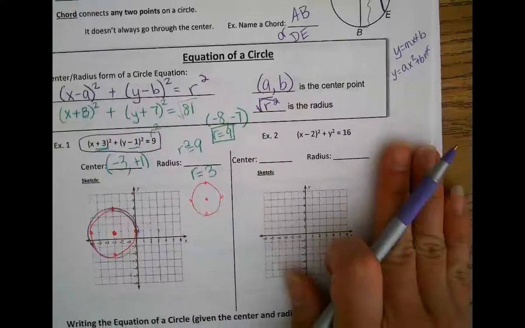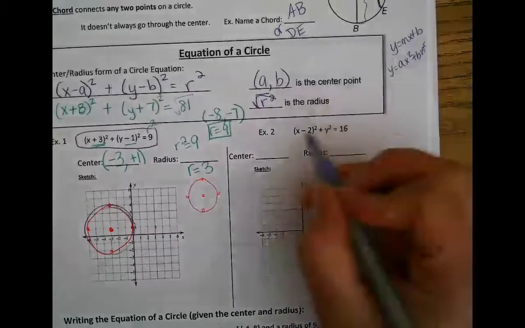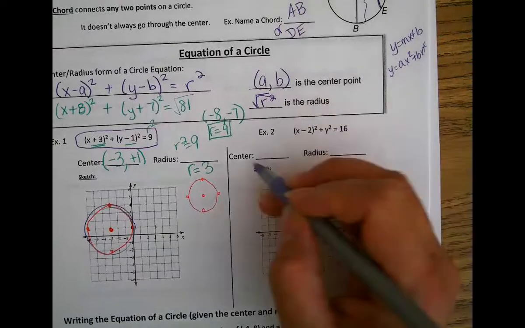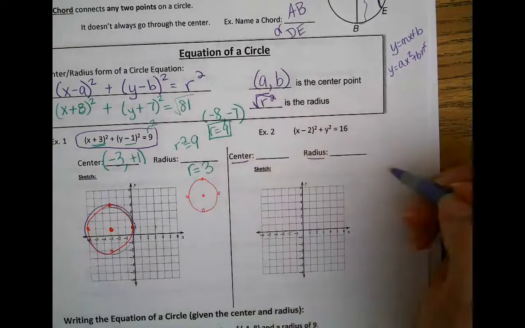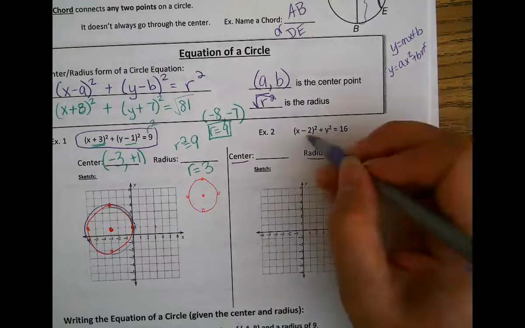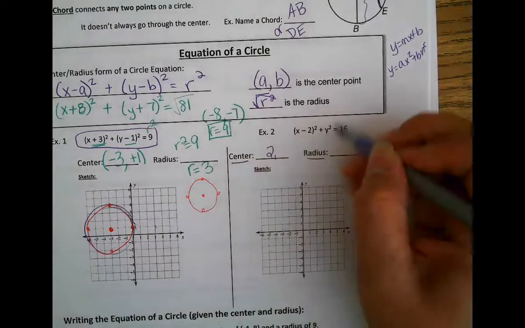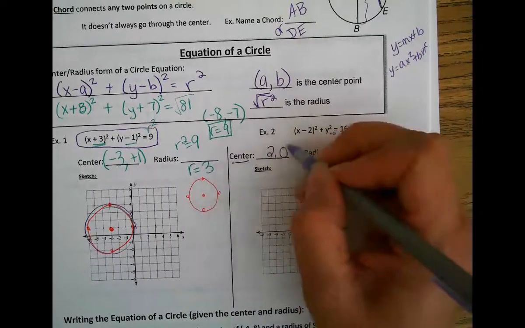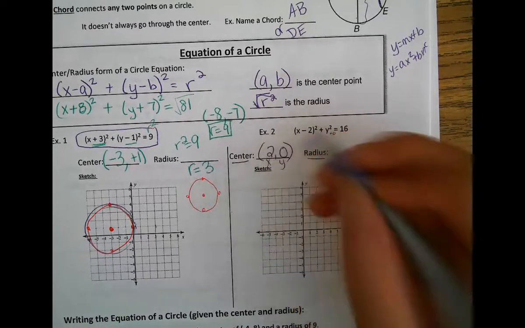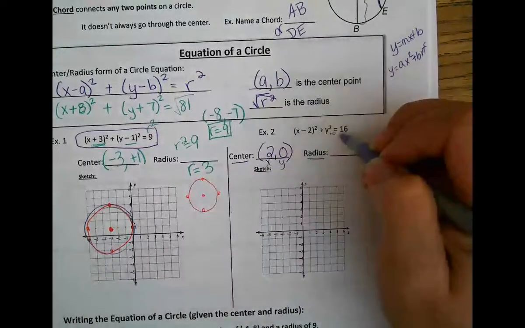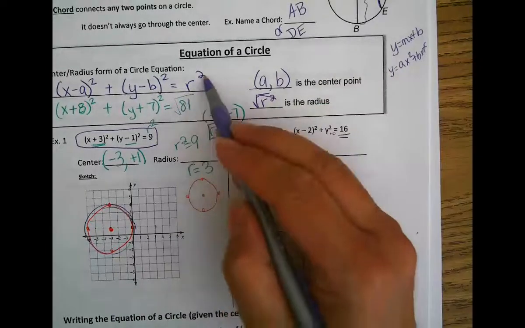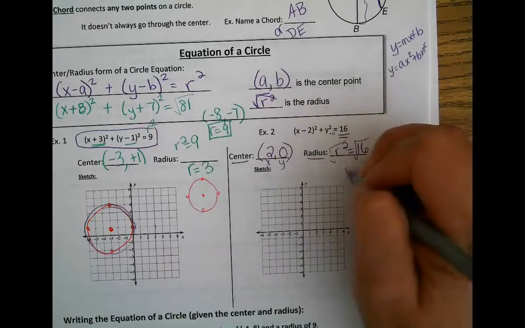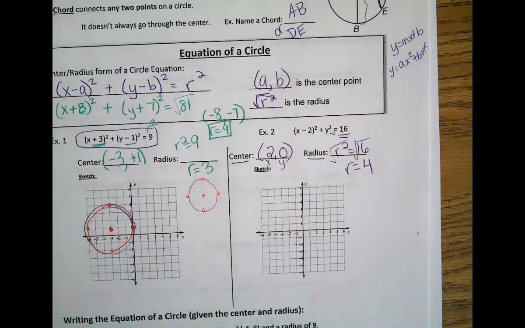So looking at exercise 2, we're going to practice the same thing. (x minus 2) squared plus y squared equals 16. So we identify our center and the radius measure, and then we start graphing. So the center is going to be (2, 0), since there's nothing being added here, the y value is 0. Remember, (x, y) is an ordered pair. And the right-hand side is the radius squared. So if the radius squared is 16, the radius of that circle is going to be 4.